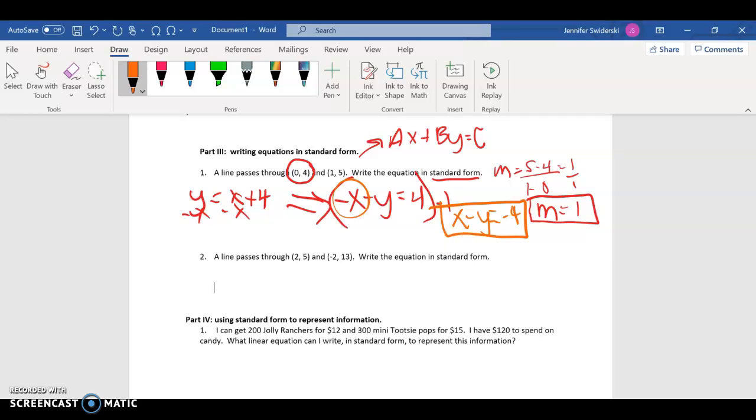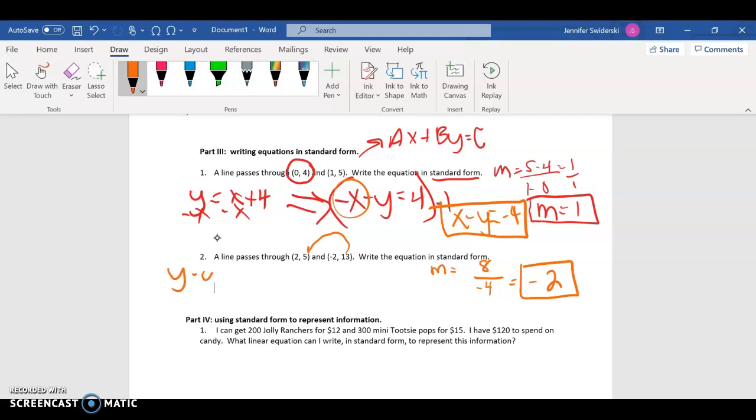Number 2, it says write the equation in standard form. This one doesn't have a freebie, so I'm going to do point slope form on this one, okay? So first and foremost, we need to find the slope. So remember, my slope is y2 minus y1. So 13 minus 5, which is 8, over negative 2 minus 2, which is negative 4. So my slope is negative 2. Well, now I'm going to put it in point slope form so that I don't have to find slope intercept form.